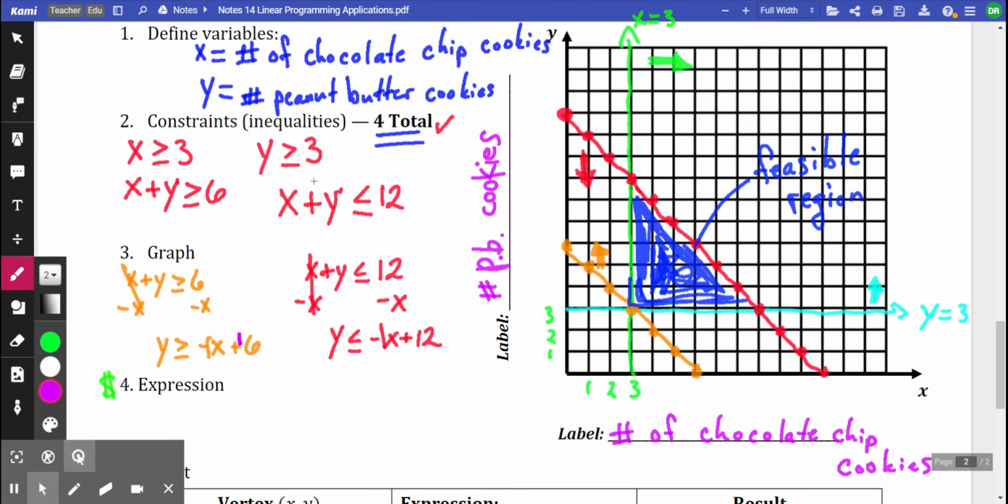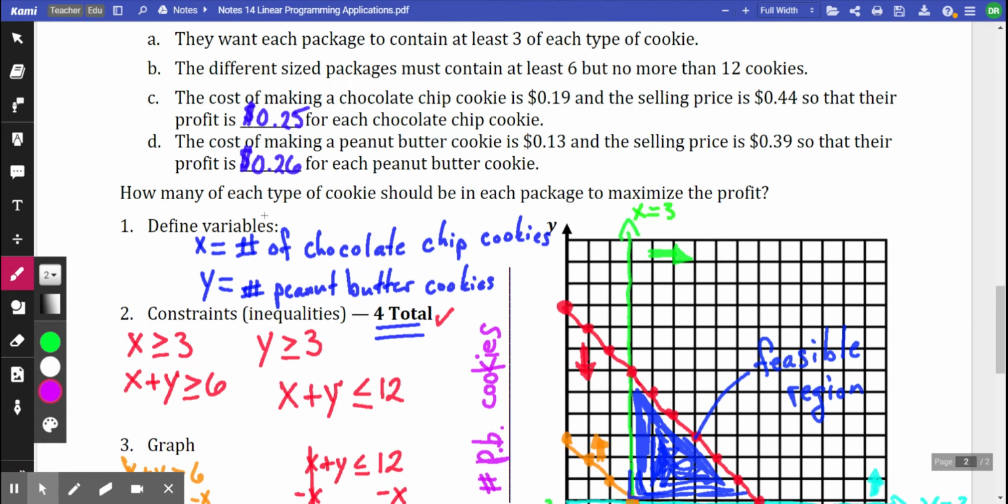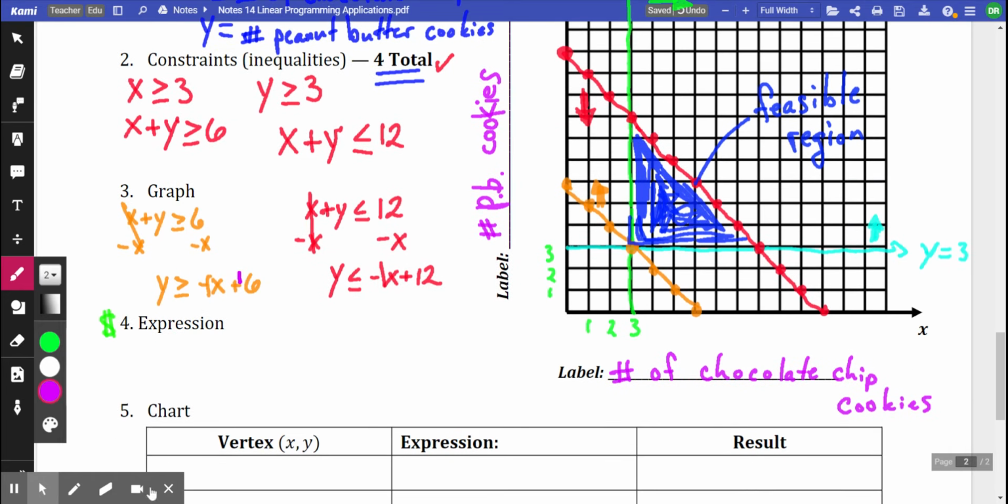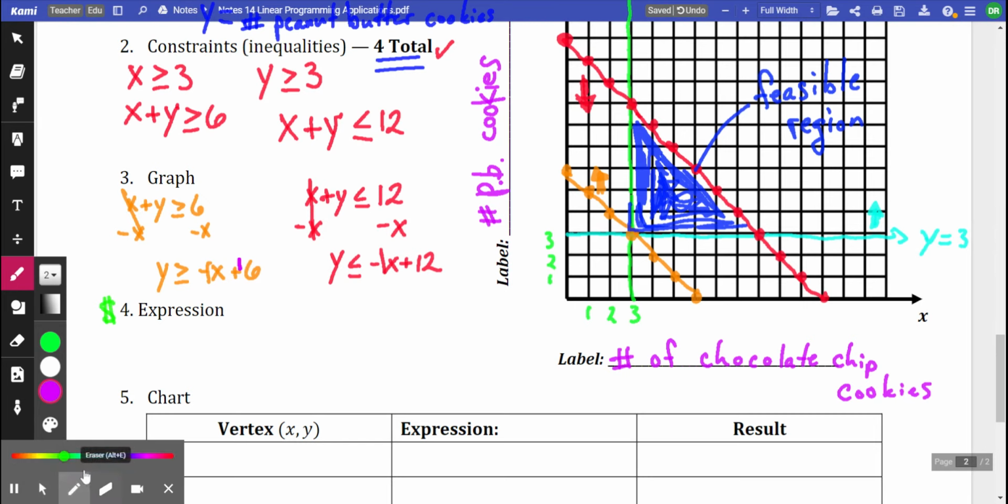We need to remember how much our profit is for each cookie. And that's what we did in parts C and D. The profit for a chocolate chip cookie is 25 cents. The profit for a peanut butter cookie, 26 cents. Okay, so our expression, very simply, to show 25 cents per chocolate chip cookie, we just put that 0.25 as our coefficient for x.